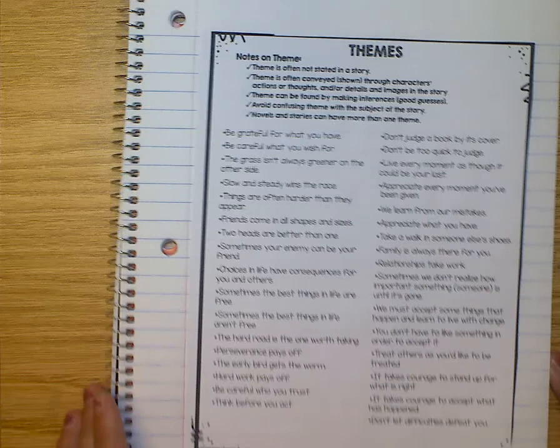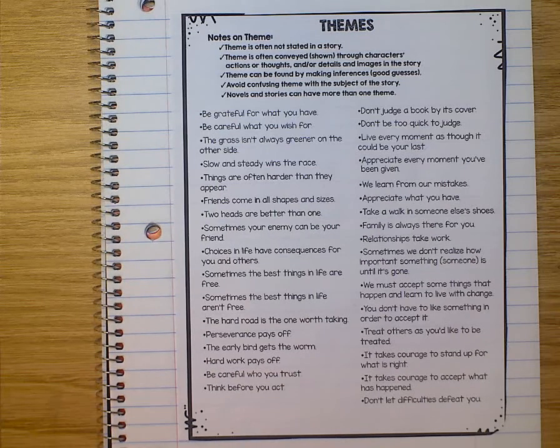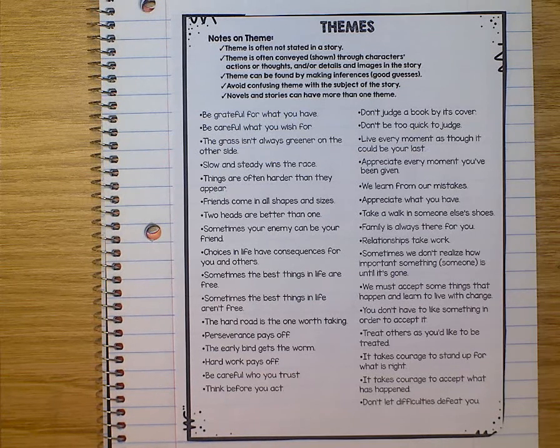So we've got these big ideas like friendship and honesty and perseverance. These, though, are some more in-depth themes that come from those big idea topics, like be grateful for what you have, be careful for what you wish for, the grass isn't always greener on the other side, learn from our mistakes, appreciate what you have. So I'm giving you this because this is a huge long list of themes that typically books can have. Now, this isn't the only theme that a book can have, but these are a lot of examples. So if you want to pause this video and read over them, please feel free to.